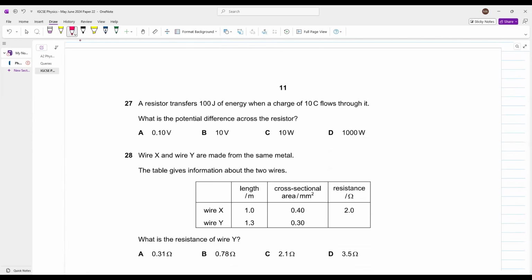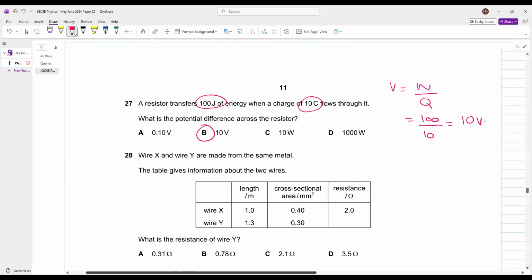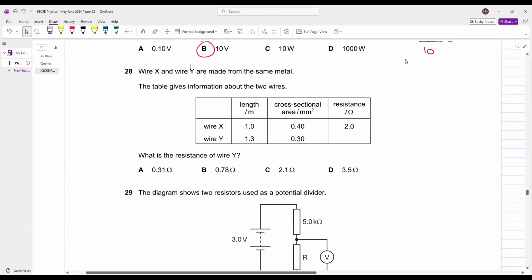A resistor transfers 100 joules of energy when a charge of 10 coulomb flows through it. What is the potential difference? Voltage is equal to work done over charge. Work done क्या है? 100 joules. Charge क्या है? 10. डिवाइड कर दो बेटा. 10 volts comes out to be your voltage. 27 का आंसर comes out to be V. आगे बढ़ते हैं. अच्छा जी, let's see question number 28.